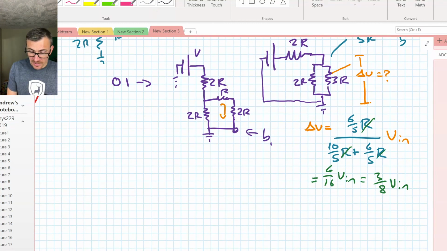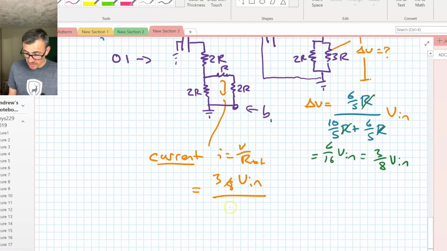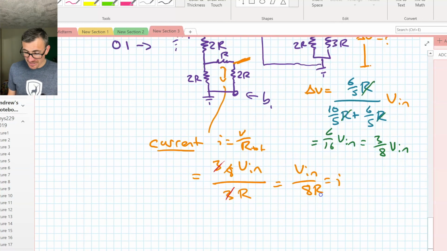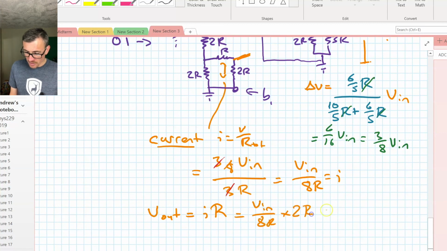So let's look at the current here. The current here is just V over R, right? So I is equal to V over R total, and that's equal to 3/8 V in divided by R total, which is 3R. Almost there. The 3's are going to cancel, so we get V in over 8R. That's my current through this node here. Finally, our output voltage right here is going to be IR from Ohm's law. So V out is equal to I times R, which is equal to V in over 8R times 2R, which is equal to V in over 4. Whew. That was a lot of work.